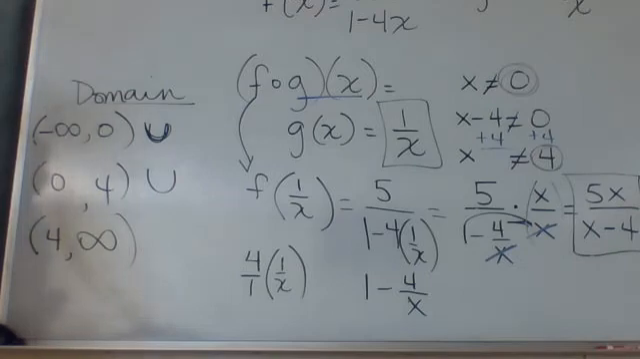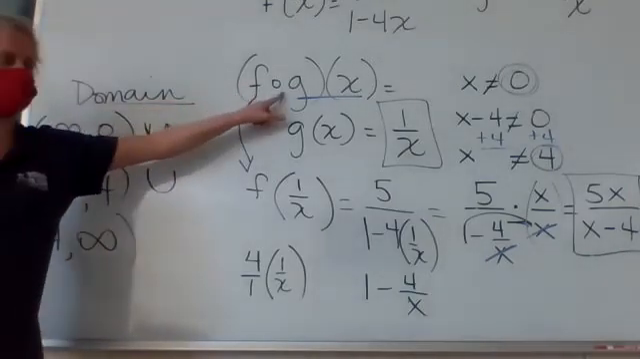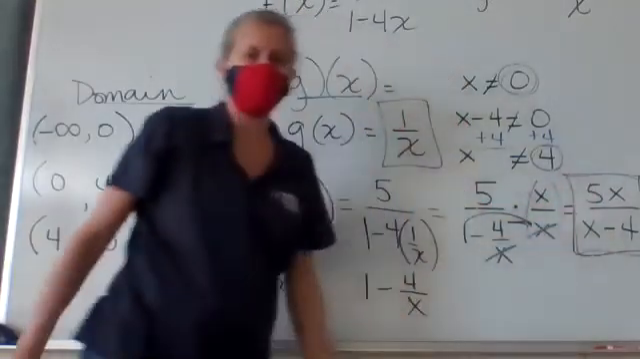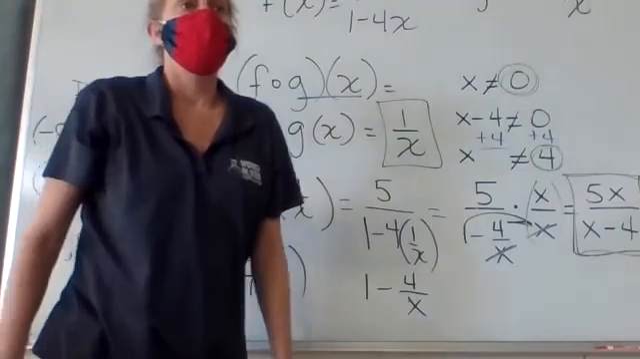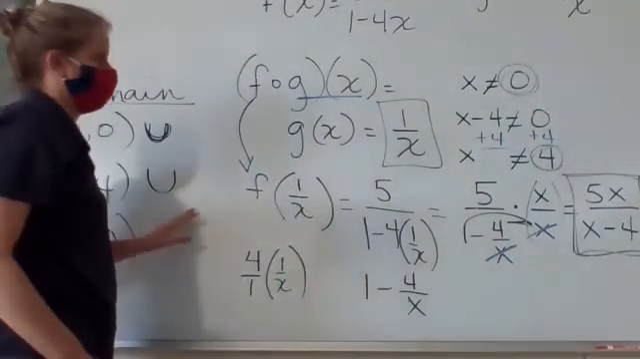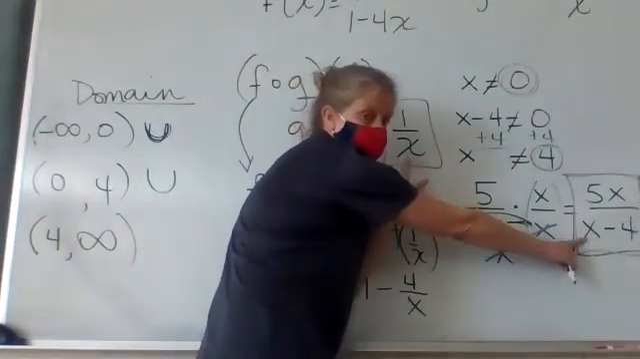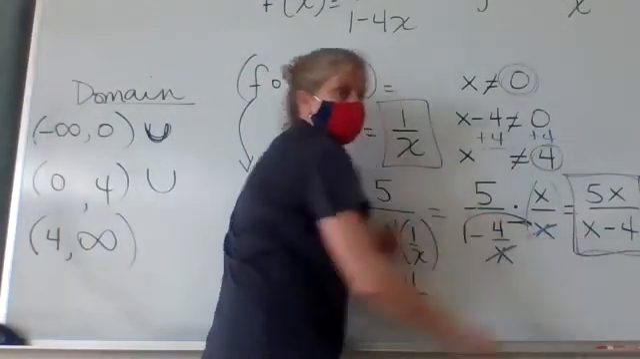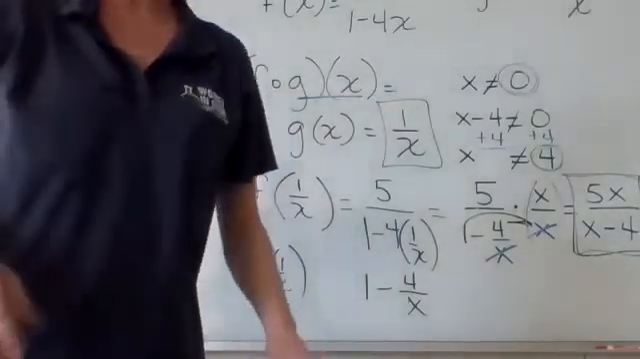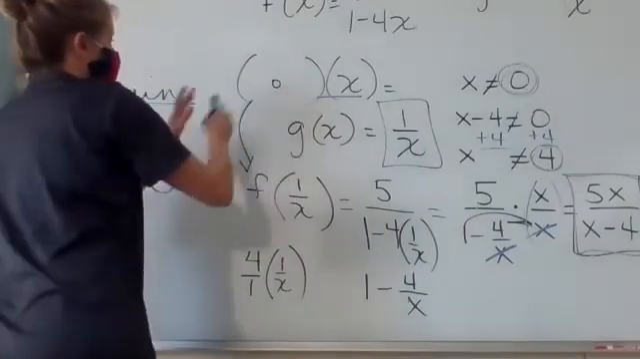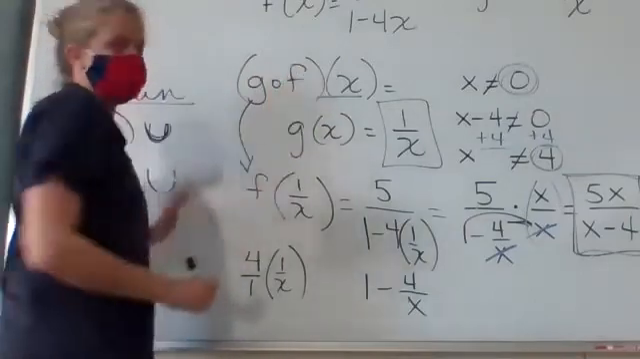There's the first half of that problem. So what did I find? I found f of g of x, which gave me 5x over x minus 4. And then I found its domain, which means I needed to leave out 0 and 4 because it made zeros in my denominator in those 2 spots. So now we're just going to flip-flop it. We're going to find g of f of x and its domain.